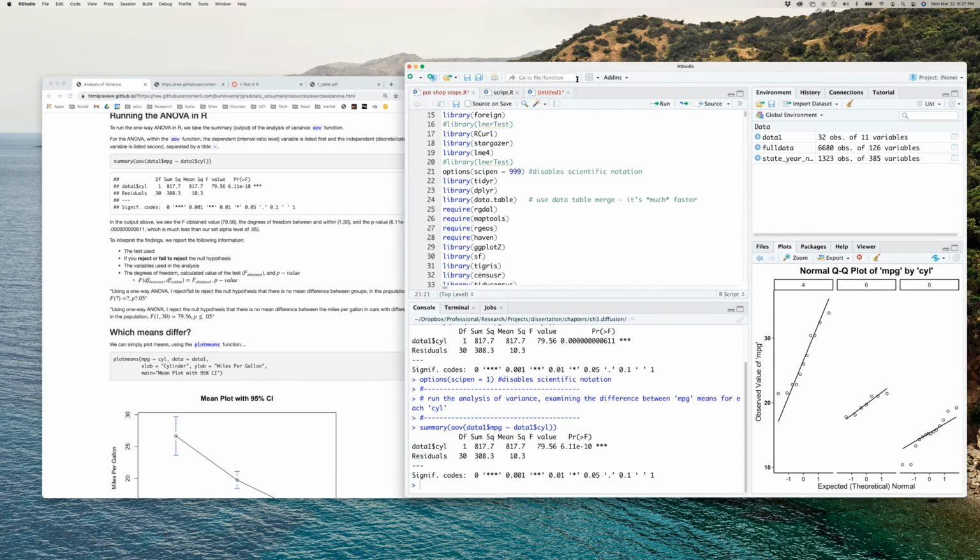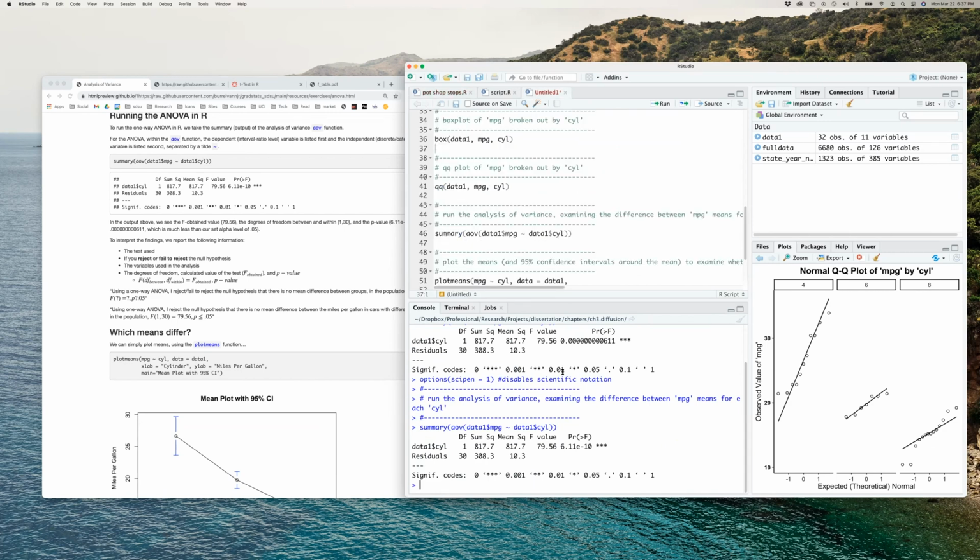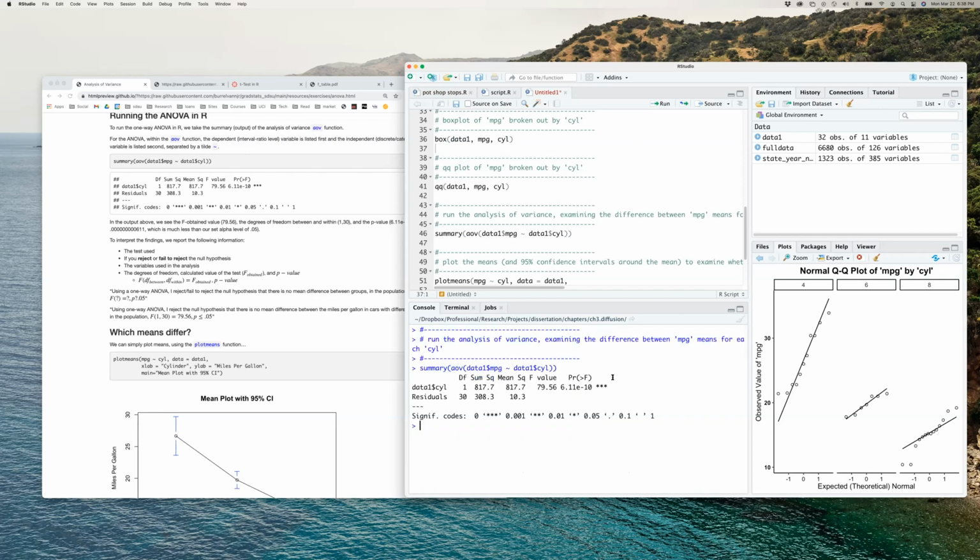So let's clear this. I'm gonna run this again. So 6.11e-10 is basically 6.11 times 10 to the -10 power. 10 to the -1 is just 0.1. 10 to the -2 is 0.01. 10 to the -3, 10 to the -4, 10 to the -5, -6, -7, -8, -9, -10.